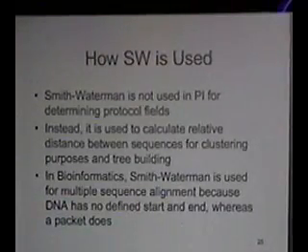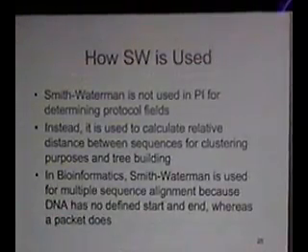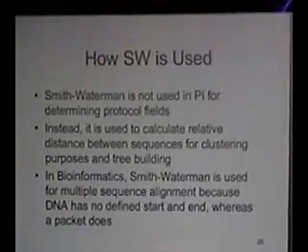So here's how it's used in my program. It's not necessarily used to determine the protocol fields. I use it just as a classifier to allow me to build a relationship matrix and understand which packets in the tcpdump file are the most similar to each other. If you're looking at a complex protocol like ISAKMP or SMB, they have multiple different message types. This is going to be really helpful because it allows us to cluster the different types of messages within that particular protocol. So it's used to calculate the relative distance between sequences for clustering purposes and tree building, which we get into later.